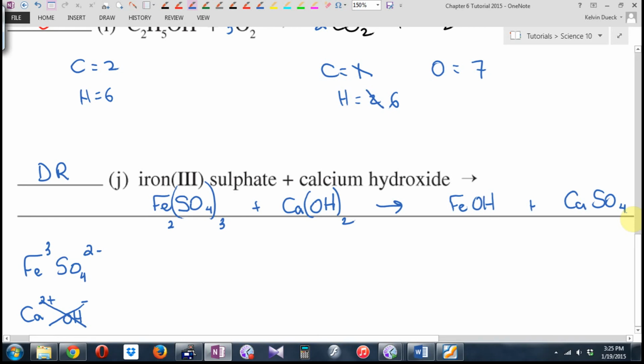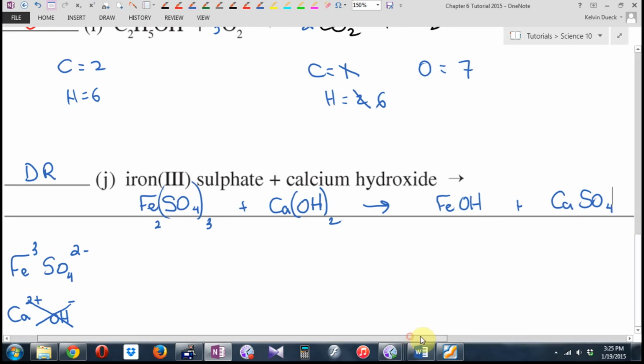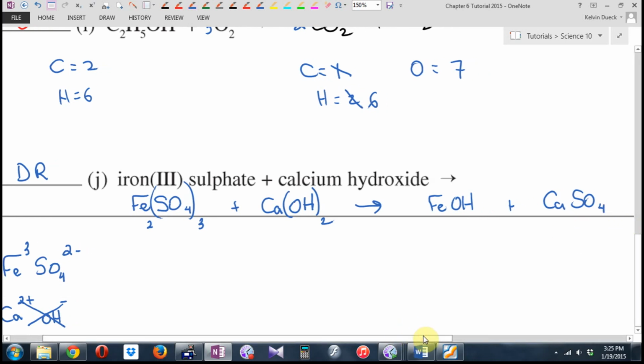There's the double replacement portion, but now I have to crisscross. What was the charge on iron? I don't need to look it up. They told me which charge to use for this. It's 3, and what's OH? Negative.